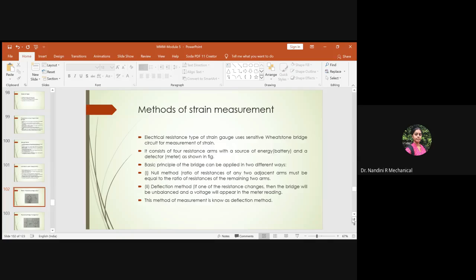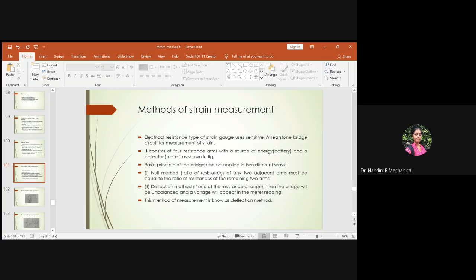And for balancing, we will balance and get the null position. So in that, basically, the basic principle of the bridge can be divided into two categories. One is the null method, another one is the deflection method. So what happens in case of null method?